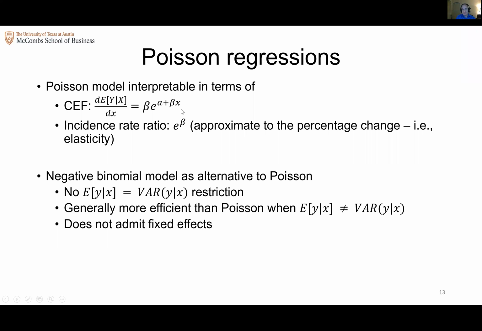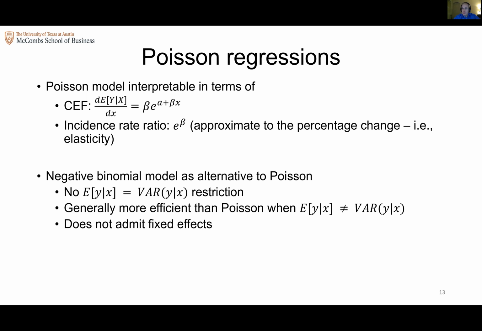So the conditional expectation function is a little bit hard to interpret, right? You can't just look at the coefficient. The conditional expectation is actually going to vary depending on the x's, and people will do things like say, well, we'll take the mean of the distribution of the x variables and interpret the conditional expectation function in those terms. It's also interpretable in terms of an incidence rate ratio, okay, which is a sort of multiplicative interpretation I was talking about, which is kind of like an elasticity in a sense, okay?